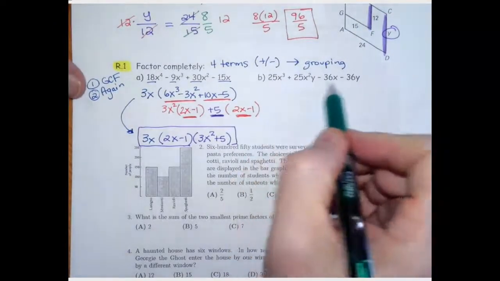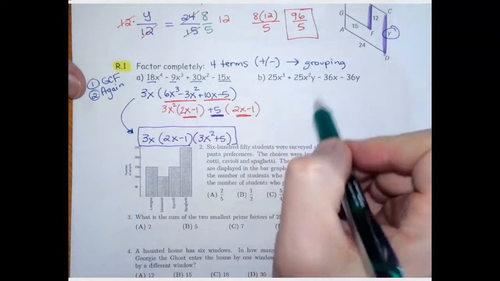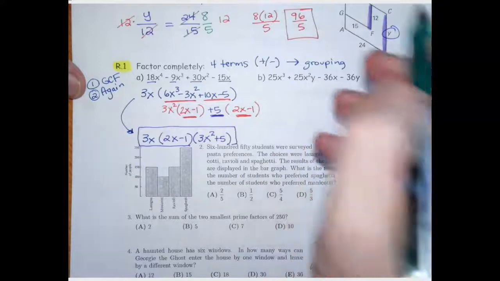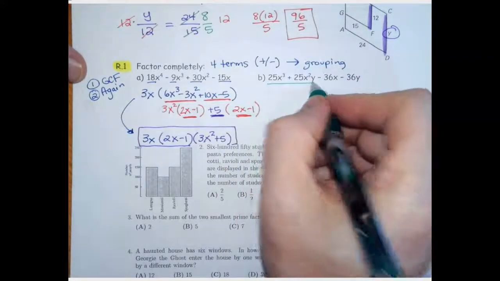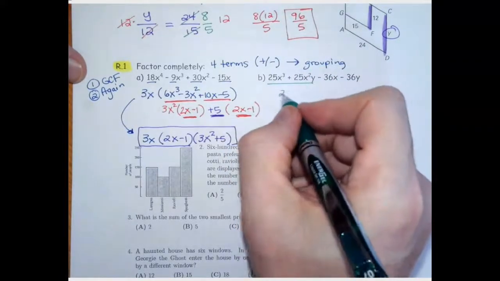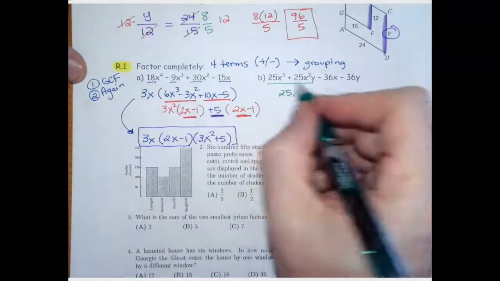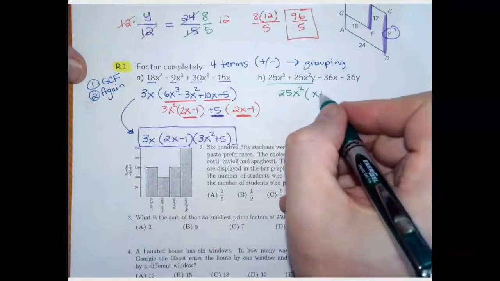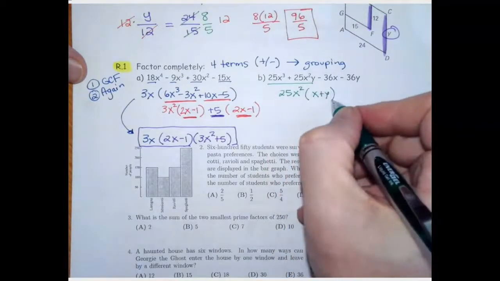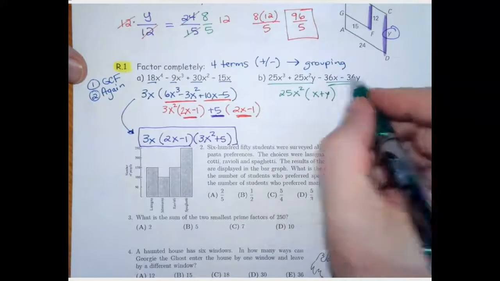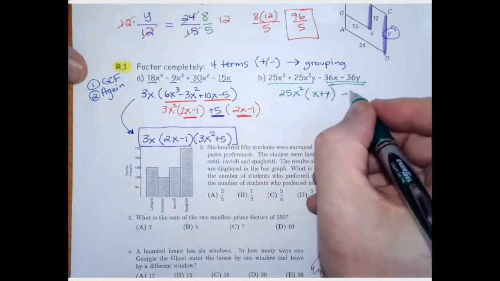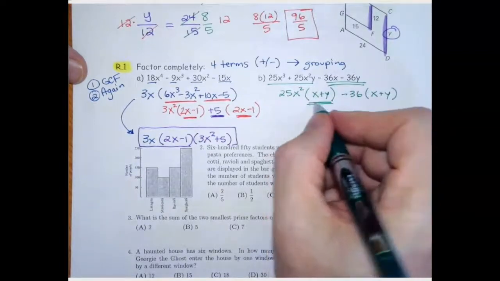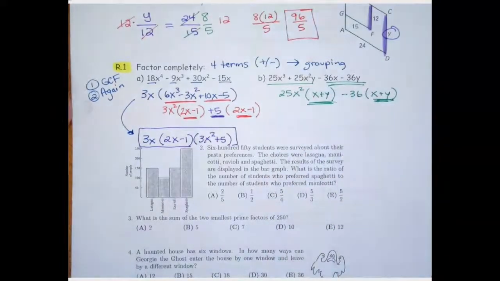Okay, so there is no GCF here because 25 and 36 don't have the same factor, and there's no x or y in all of them, so that's not going to work. So we're going to do factor by grouping. So 25x squared, leaving us with x plus y. And then the second group here, that looks like we can factor out a negative 36. And remember, it should be the same, x plus y there.